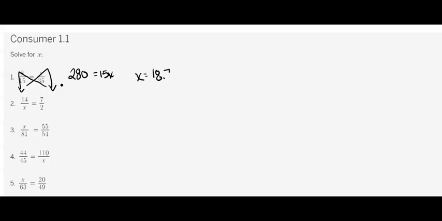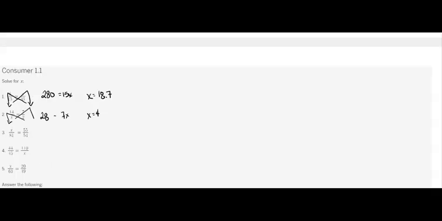Let's do the second one. 2 times 14 is 28. X times 7 is 7x. When I divide both sides by 7, I end up getting x equals 4. And this is how you solve these problems. Please pause the video and solve problems 3, 4, and 5 on your own.